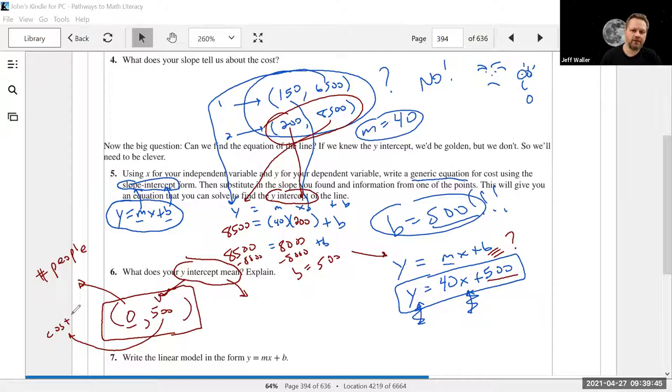So it costs $500 just to hire these people, right? And then as you add attendees, the cost goes up, which makes sense because you have to make more food and all this stuff. Does it make sense? So the y-intercept means the cost of hiring the banquet hall or whatever the company is, $500. Now, if you said for zero people, the cost is $500, technically that's right, but no human would speak like that, right? So just speak like a human. Okay.